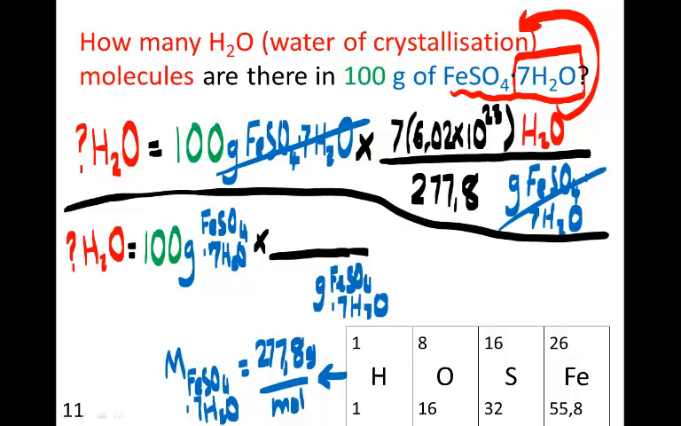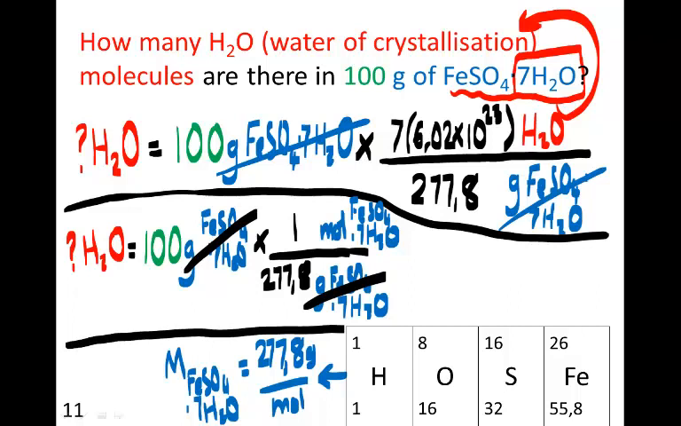So we have 277,8 grams is the same thing as 1 mole of FeSO4.7H2O, because that's what the meaning of molar mass is. So many grams for 1 mole of that substance. 277,8 grams of iron sulfate is 1 mole of iron sulfate. So that gets rid of grams of iron sulfate for us, which is good. We needed to do that. But it introduces moles of iron sulfate, which we didn't want.